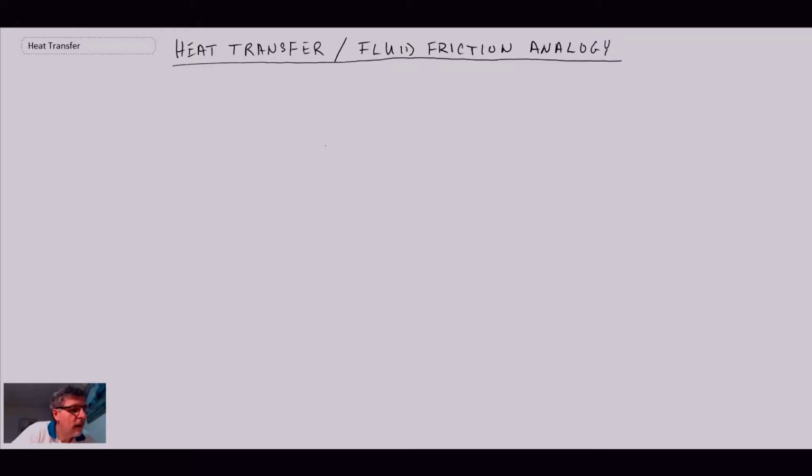Okay, the last thing that we're going to look at in this introductory lecture to convective heat transfer is going to be an analogy between heat transfer and fluid friction. So this analogy, it turns out, will apply to flat plate flows, be it laminar or turbulent, so it is quite flexible in that regard.